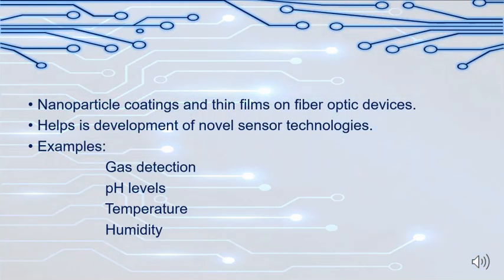Now, other than the production of the Raman effect, these nanoparticles can also be used as thin films or coatings over the fiber optic devices. These coatings and thin films help in the development of novel sensor technologies. For example, they can help in the detection of gases, in the detection of varying pH levels and temperature, and increasing or decreasing humidity levels in various environments.